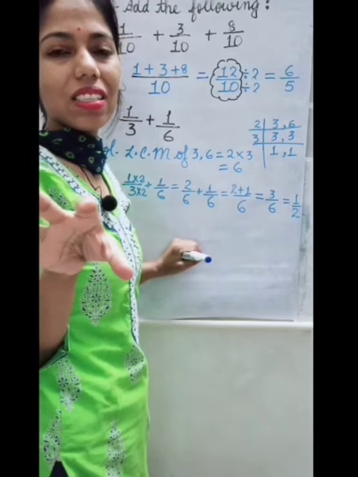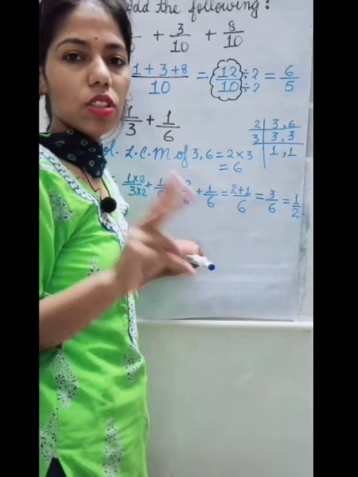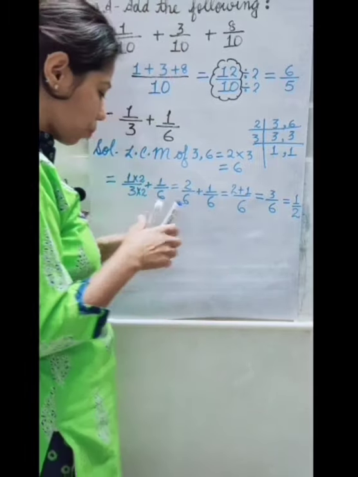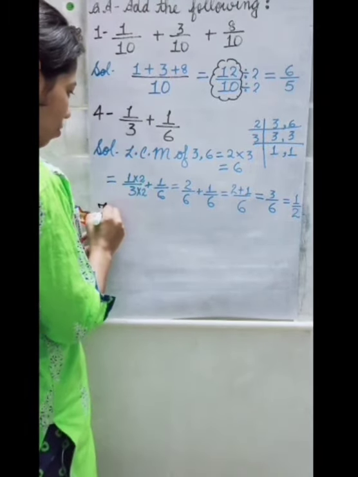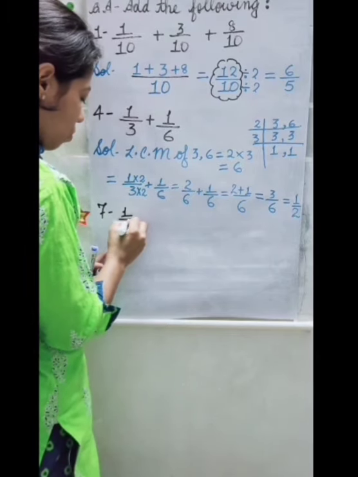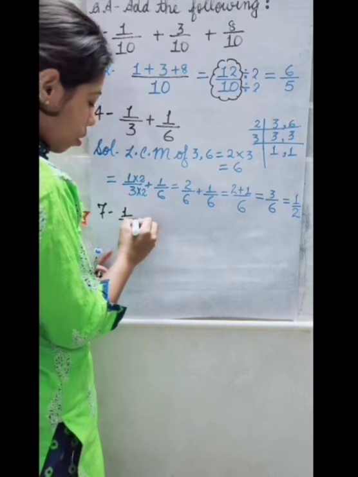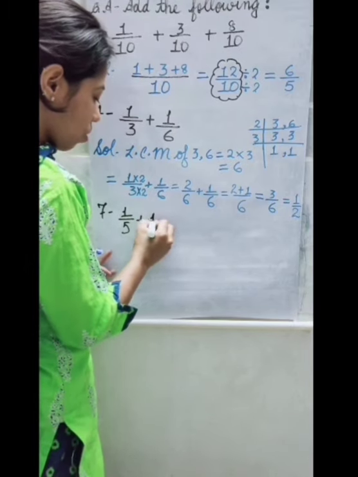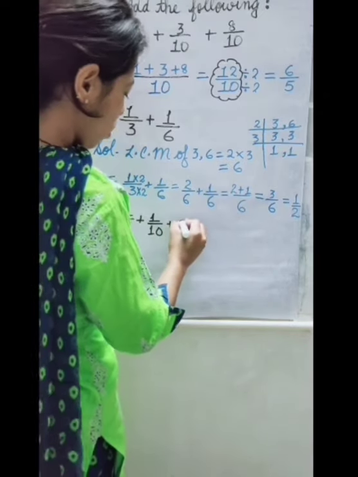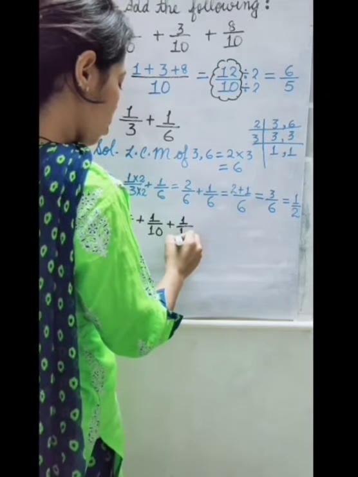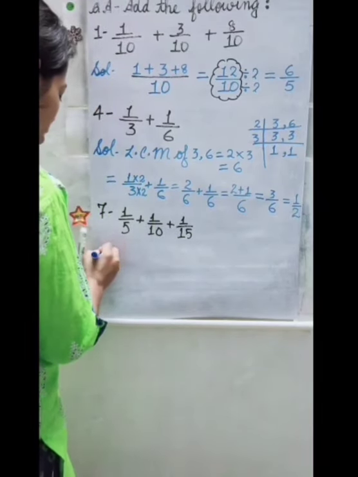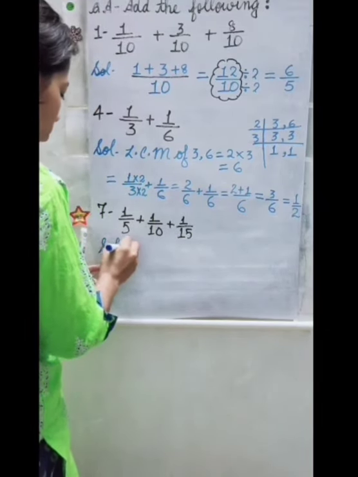Parts 5 and 6 are the same as part 4, that you will do as revision work. Then move on to part 7. Part 7 is 1 by 5 plus 1 by 10 plus 1 by 15. So again in this part we will find the LCM of these three.